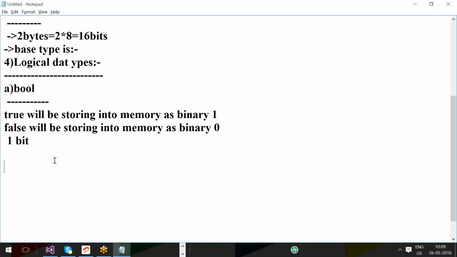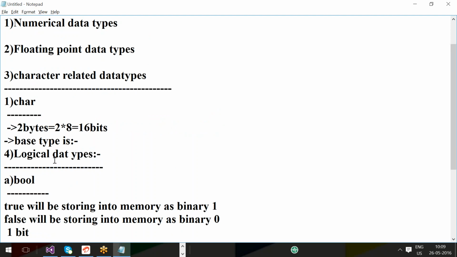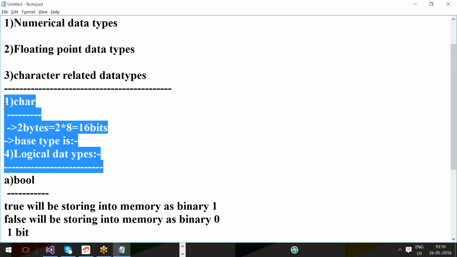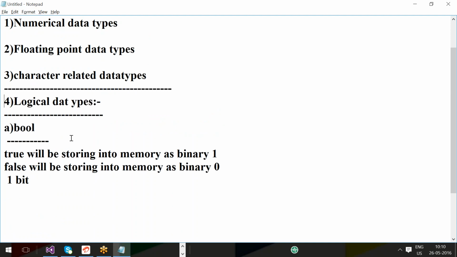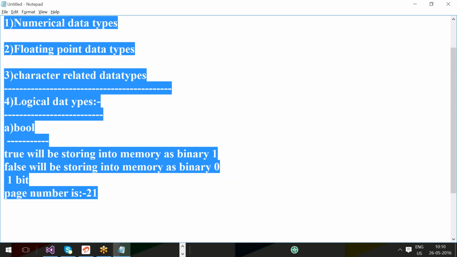Now, till now we discussed 4 categories. Make one round, all of you. Just go through it yourself; I'm giving 2 minutes. Your book page number is 21. Go through this, all of you.